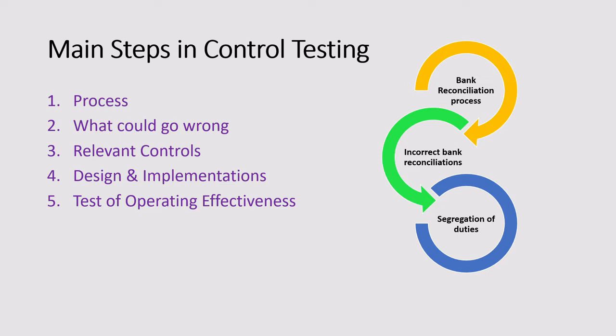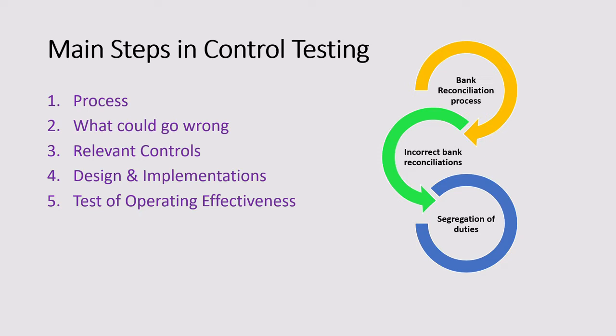and then identify what could go wrong. For example, if you are focusing on the bank reconciliation process, what could go wrong is there may be incorrect bank reconciliations. And then identify relevant controls to mitigate that risk. To mitigate the risk of preparation of incorrect bank reconciliations, the client may have applied segregation of duties, where one person is preparing the bank reconciliation and someone superior to the preparer is reviewing it. That is called segregation of duties.